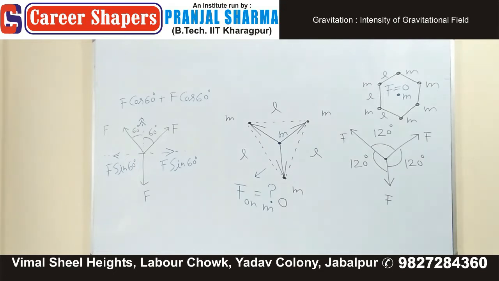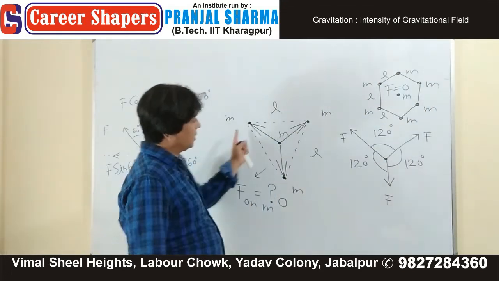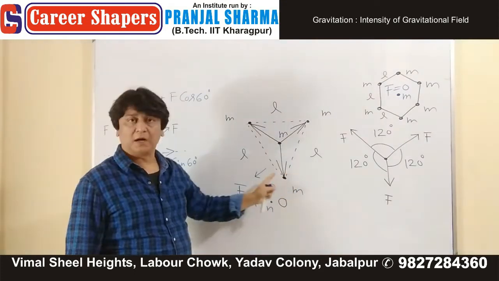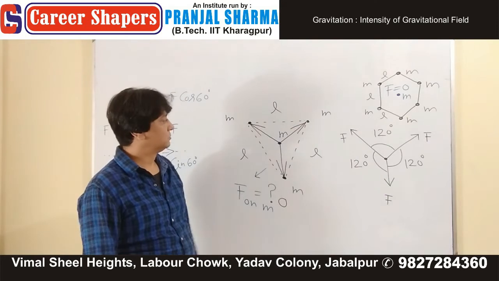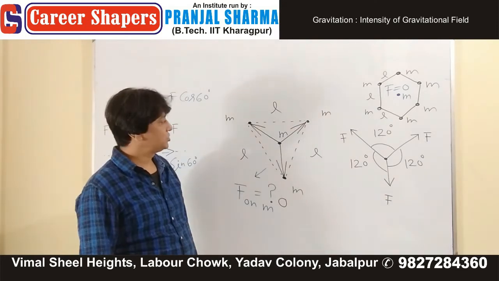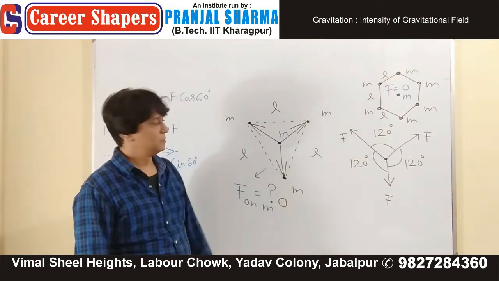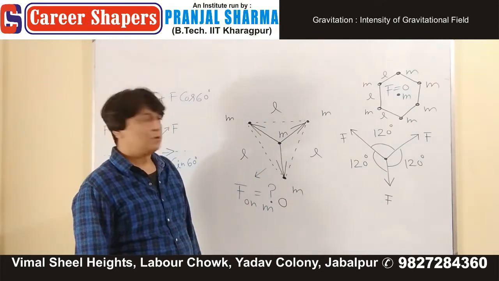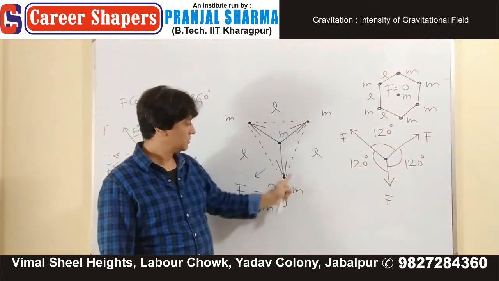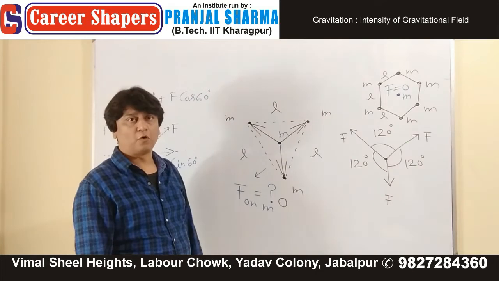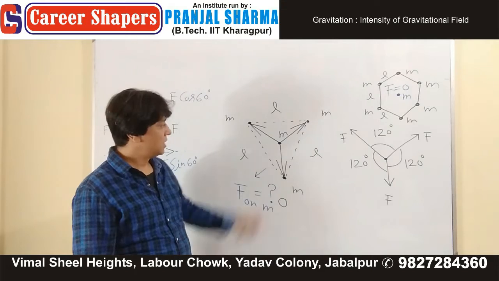Now, again, look at the same setup. 1, 2, 3, 4. Find out the gravitational potential energy of the entire system. What is the gravitational potential energy of all these four masses taken together as a system? Answer this part.